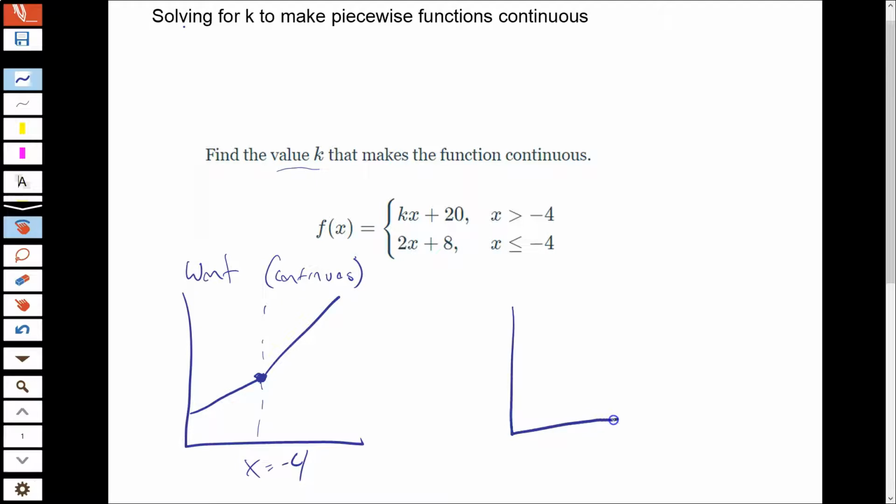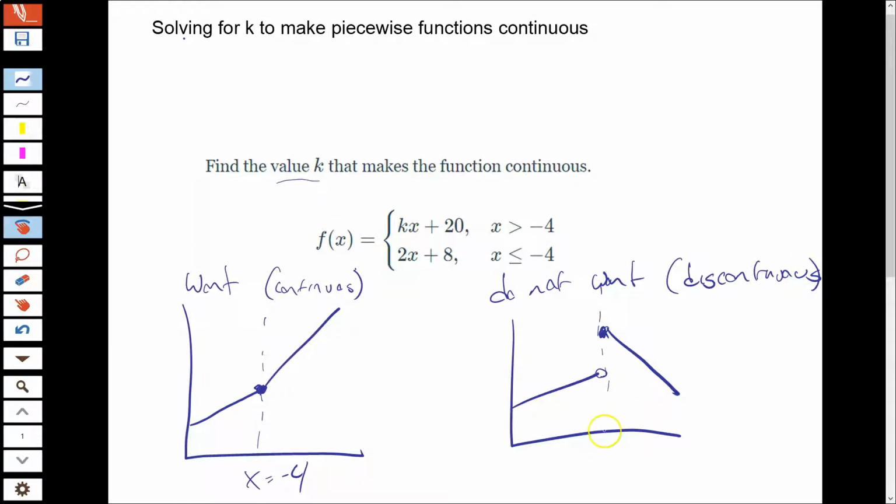And what we do not want is something like this. I don't necessarily know what it would look like, but what we do not want is the two pieces to not line up. Because they're discontinuous pieces. And that's, again, at x equals -4.